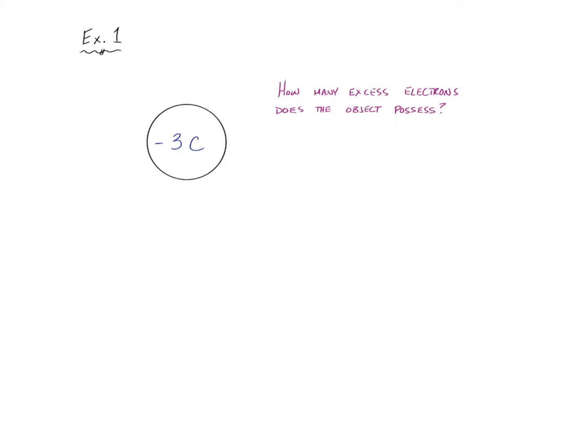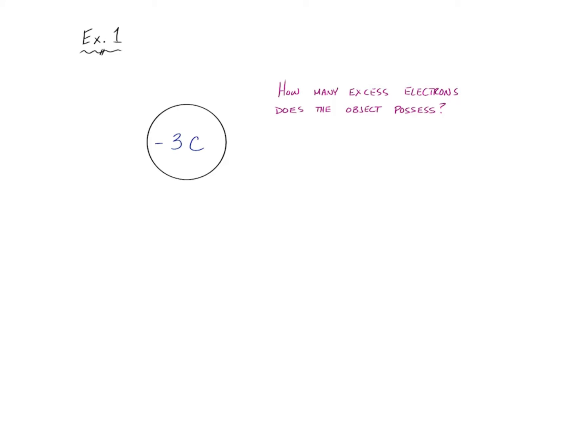In this example, we're given an object that has a total charge of -3 coulombs. As mentioned previously, that's a monstrous amount of charge. You would definitely not want to touch that object. Realistically, we probably wouldn't get that much charge onto a single object if we're talking about some kind of metal sphere in the classroom or something like that. There's probably simply not enough room to put that many electrons on it.